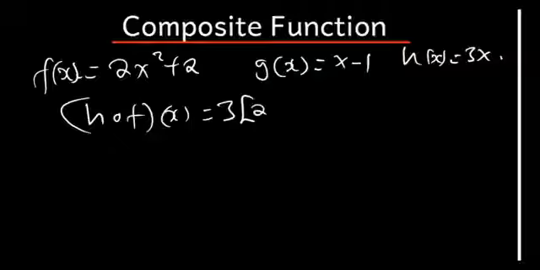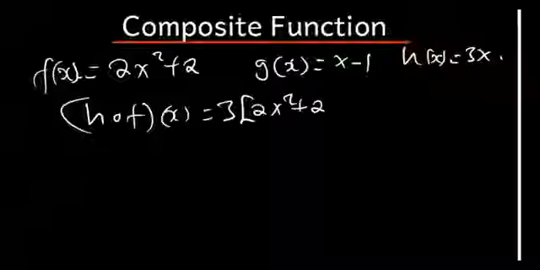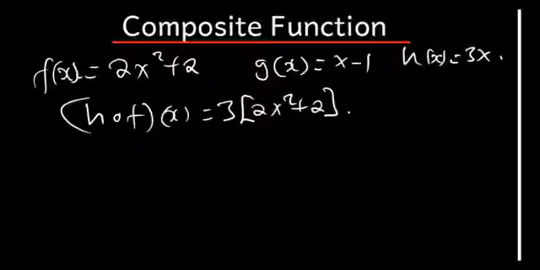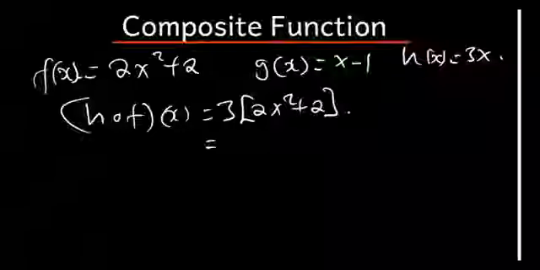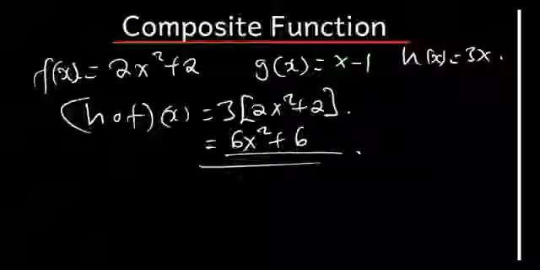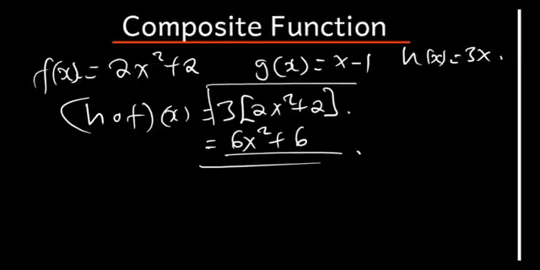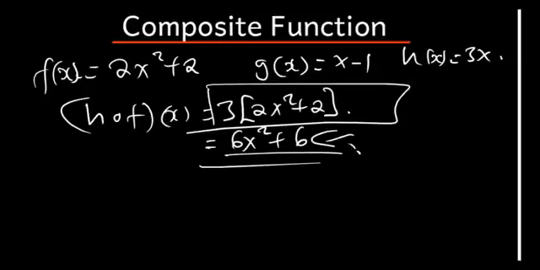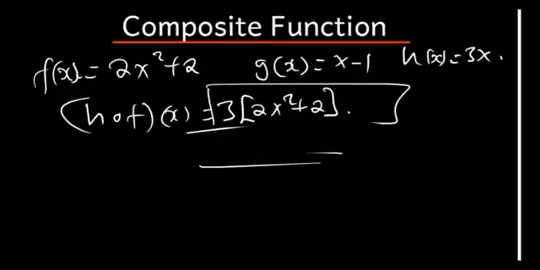F is 2x squared plus 2. Okay, we can simplify this, or we can just expand. In short, it's going to be 6x squared plus 6. So we can end here. If you want, you can leave it there, or you can expand. Okay, now let's have a different thing.